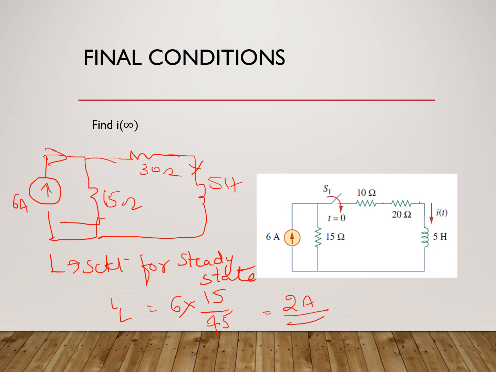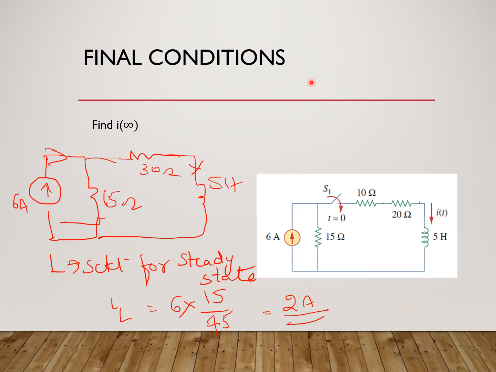So I of infinity, if you are asked to find out I of infinity, redraw the circuit for time t greater than 0, put steady state conditions to get what the value of the inductor is. I mean, the inductor is replaced by the short circuit, then find out the current through the inductor using this, right?